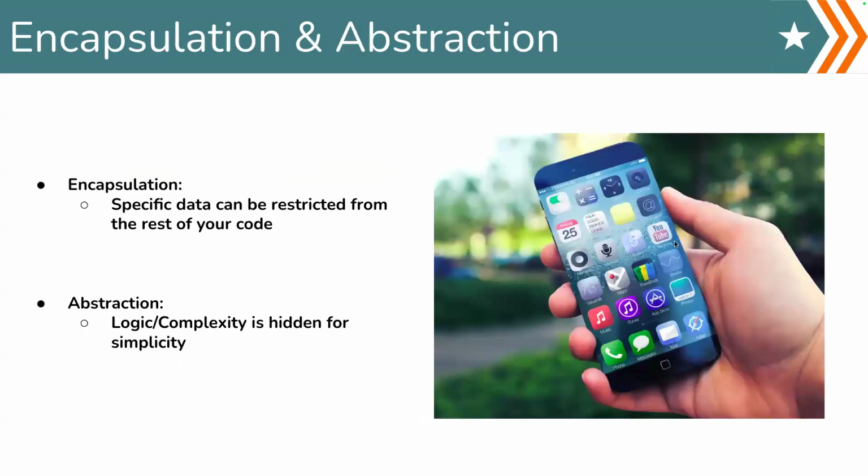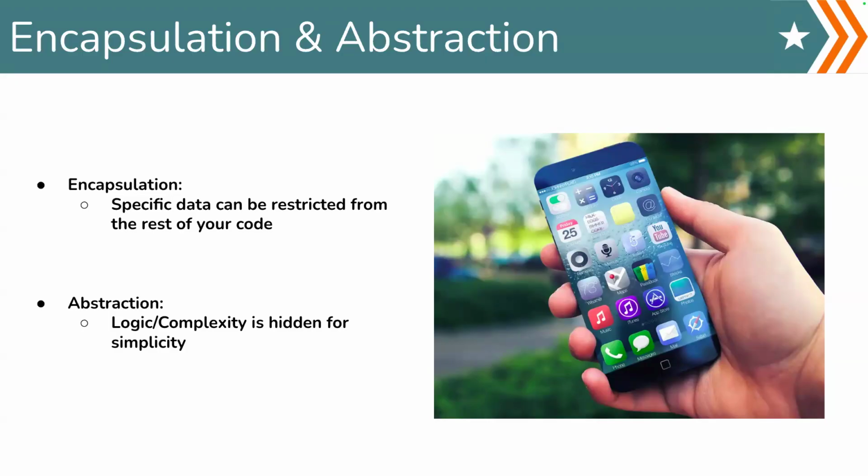Now, what are each of these pillars? Encapsulation and abstraction. So encapsulation is that specific data can be restricted from the rest of your code. Well, in this example specifically, there could be many apps that are inside of this iPhone, right? They could all be placed somewhere differently. Some of them could be downloaded, but not actually being displayed, could be hidden inside of the iPhone.